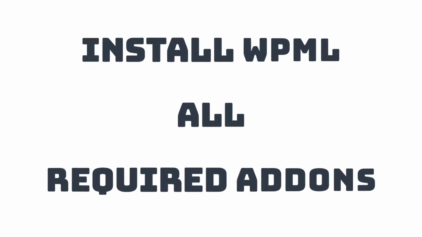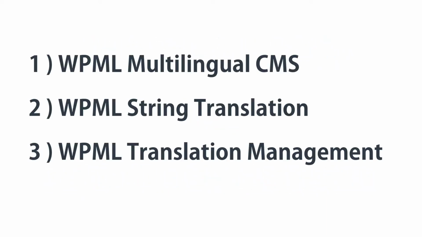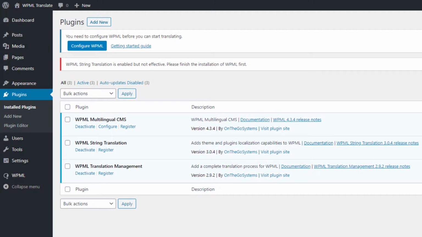We will start with the WPML plugins installation. First, download, install and activate the below three plugins on your WordPress website: 1. WPML Multilingual CMS, 2. WPML String Translation, 3. WPML Translation Management. As you can see, we already downloaded all required WPML plugins from our account and installed them on our website.